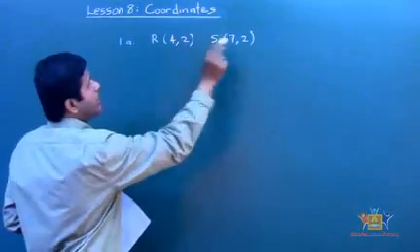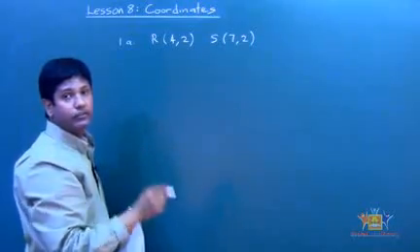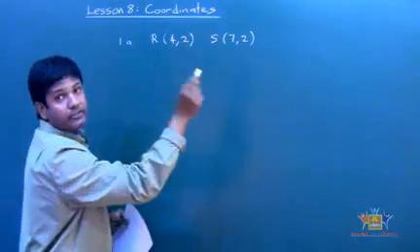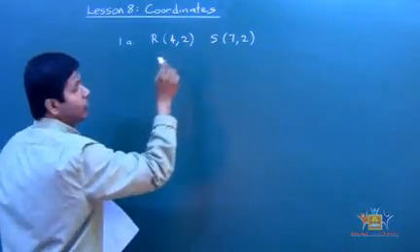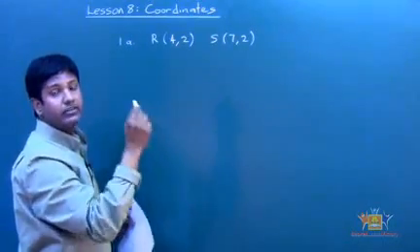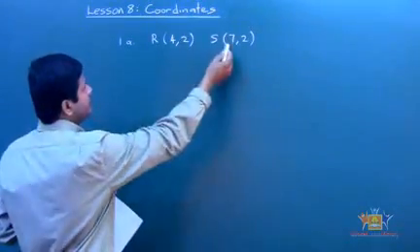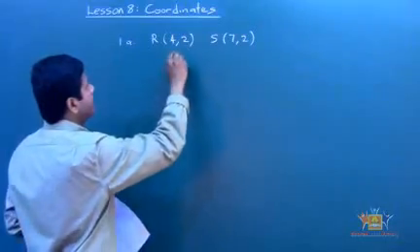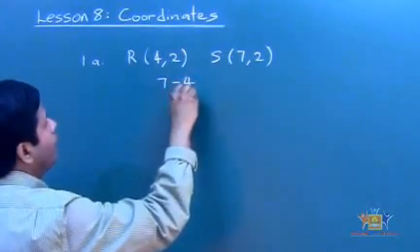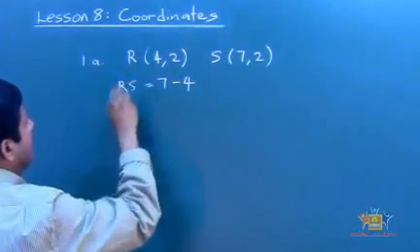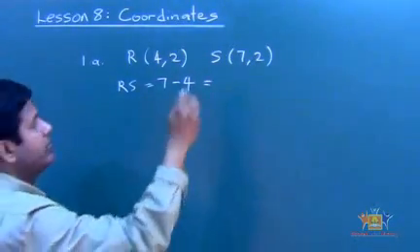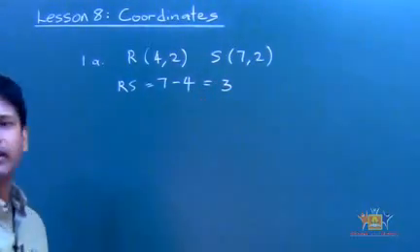Okay, when Y is identical, it's going to be a vertical line. So we're just going to take the difference of the X coordinates. We take the big number subtracted by the small number. Between 7 and 4, 7 is big, so I'm going to take 7 minus 4. That gives us the distance RS, which is 7 minus 4 is 3. So RS is 3. That's it.